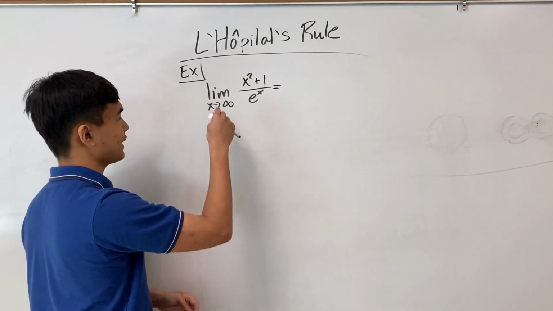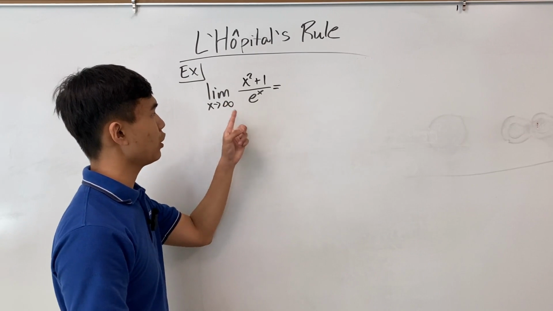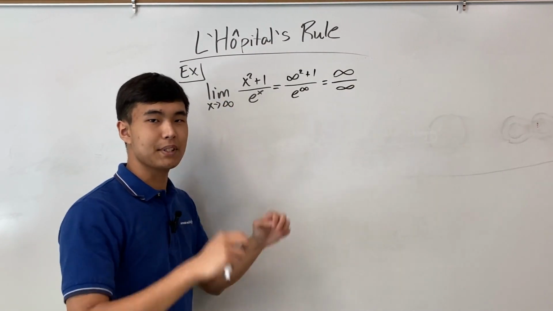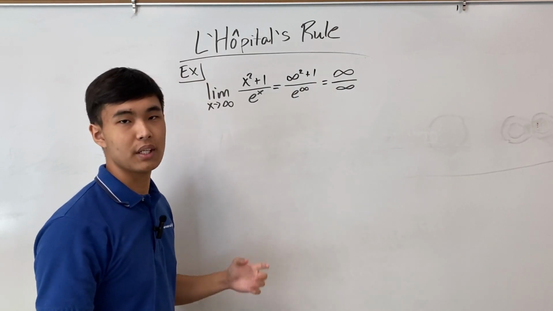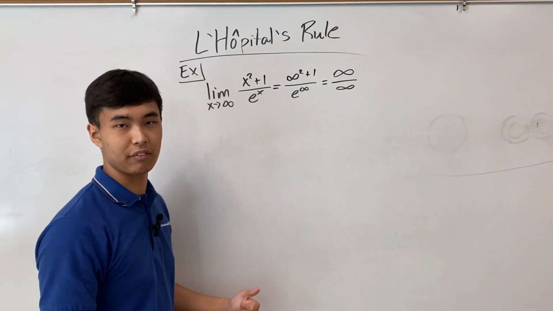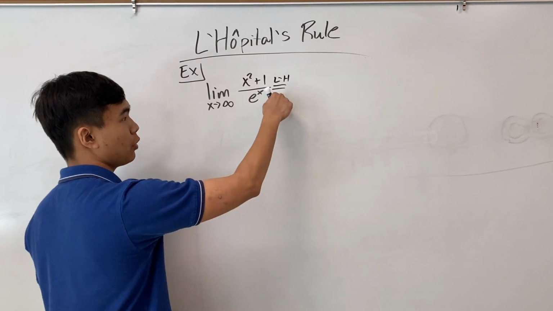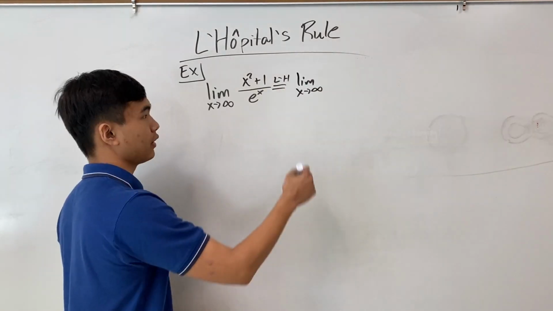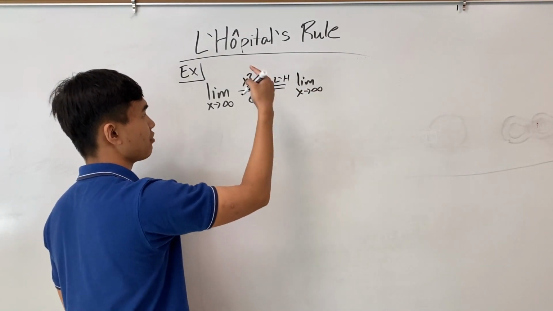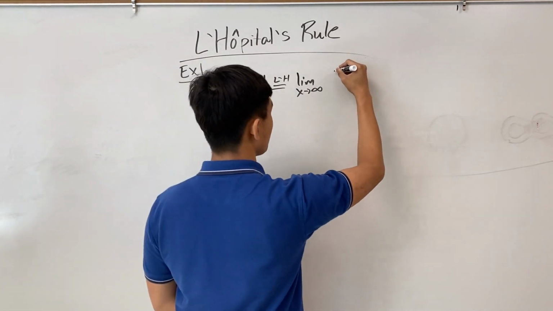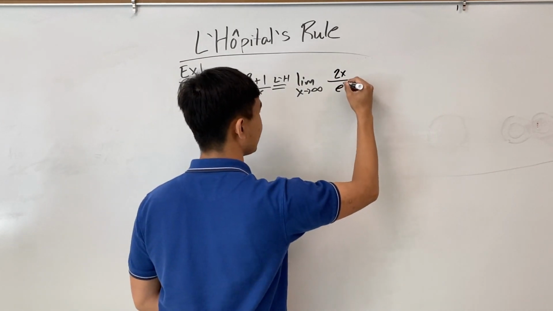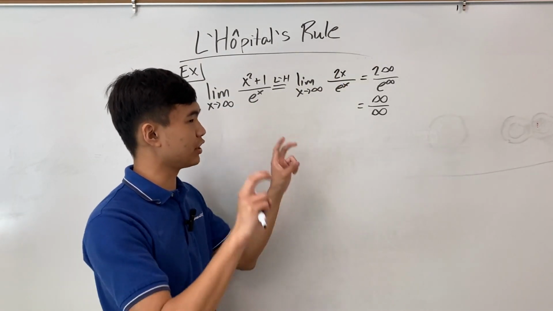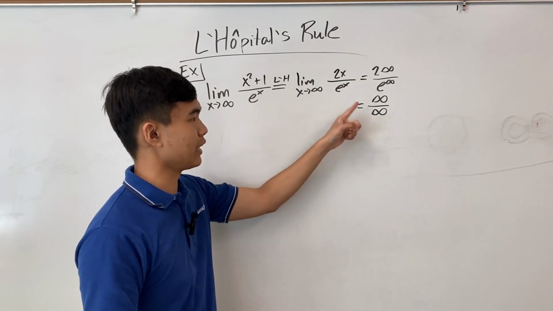We're finding the limit as x goes to infinity of x squared plus 1 over e to the x. And direct substituting infinity into here yields infinity over infinity, which is an indeterminate form. So we can use L'Hopital's rule to solve this problem. We can say, by L'Hopital's rule, this is equal to the limit as x goes to infinity of the derivative of x squared plus 1, which is just 2x, over the derivative of e to the x, which is e to the x. You'll see that if we try to direct substitute again, we still get an indeterminate form.